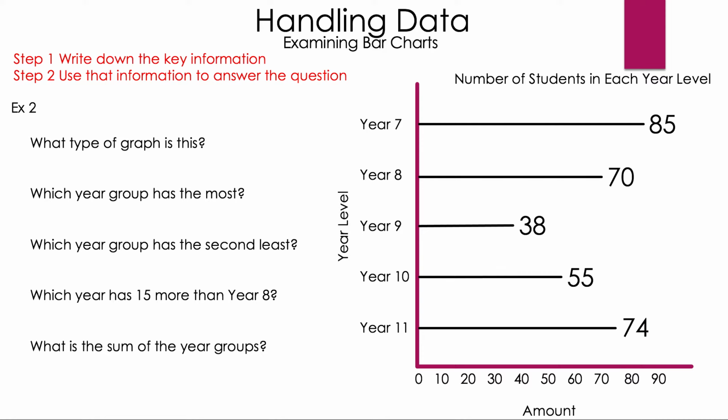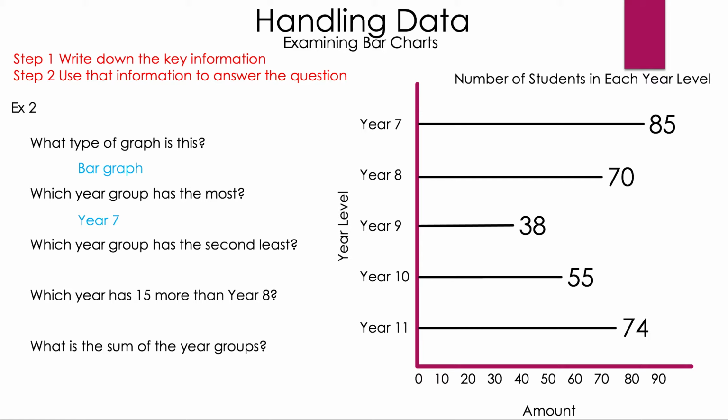So let's take a look at the graph. What type of graph is this? It's a bar chart or a bar graph. So we've already answered it. Which year group has the most? So this time we're looking for the highest number, which is year 7.